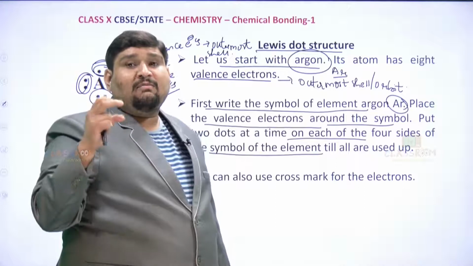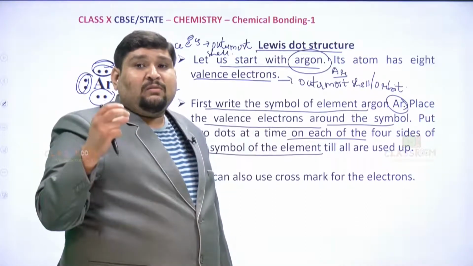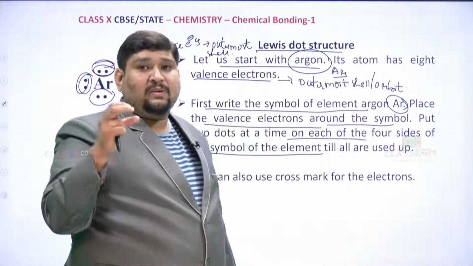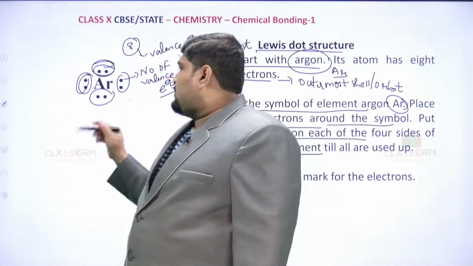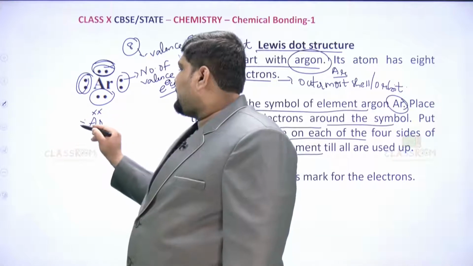Means as per the available valence electrons, whichever you are going to find in each of these elements need to be represented in the form of dots or either in the form of crosses also. So the same element we can represent in the form of a cross also.